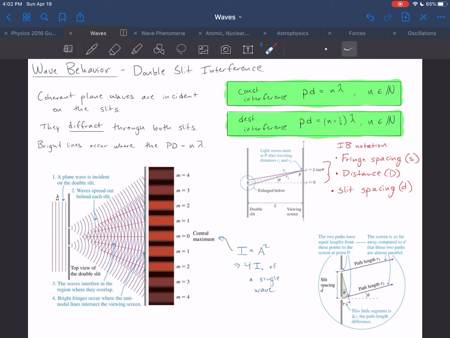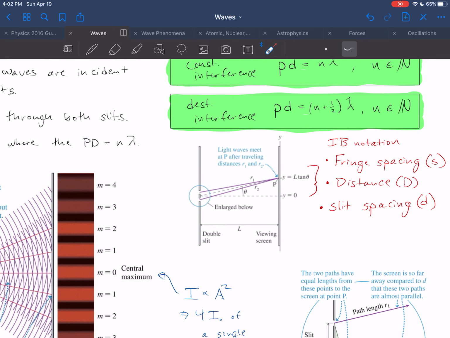All right, so to quantitatively analyze exactly the relationship between the interference pattern and our conditions for constructive interference and destructive interference, we need a couple of diagrams.